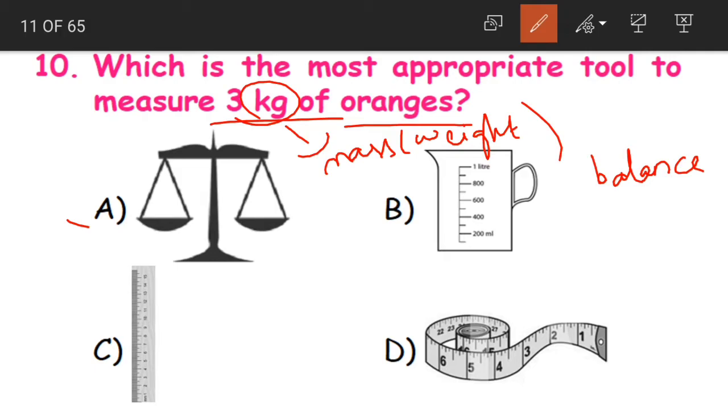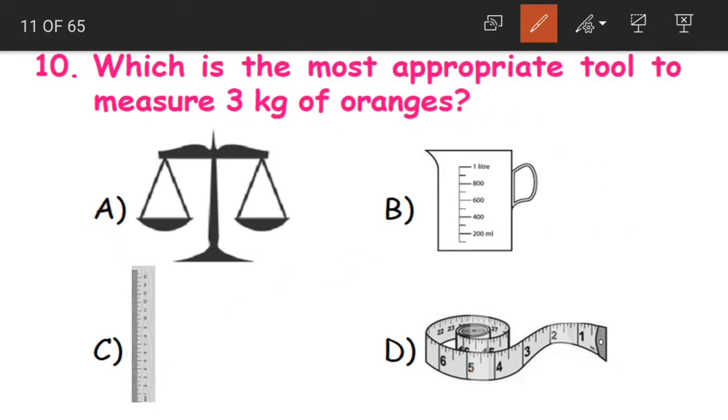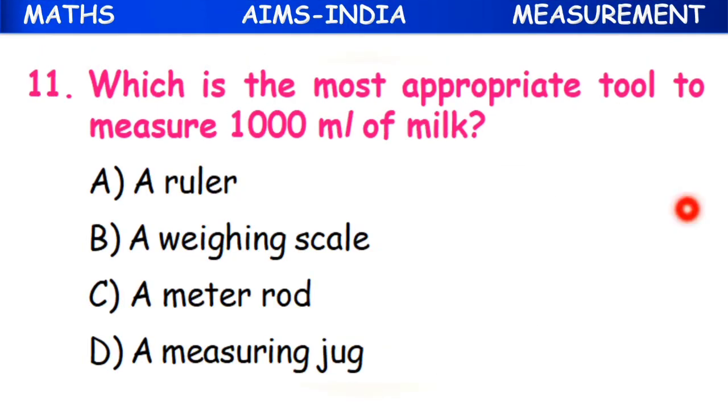Now from the given options, which is the correct one? Option A. Option A is our simple balance. It will be the correct answer. Option B is a measuring jug. It is used to measure the volume of liquids. Option C is a scale and option D is measuring tape. These two are used to measure the length and distance. Yes. So to measure 3 kgs of oranges, we use the tool in option A, that is a simple balance.